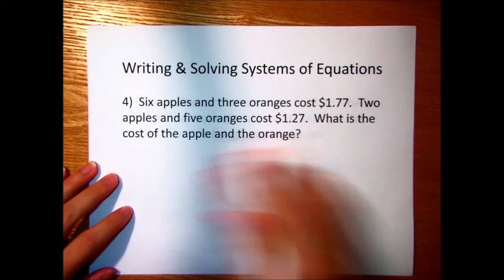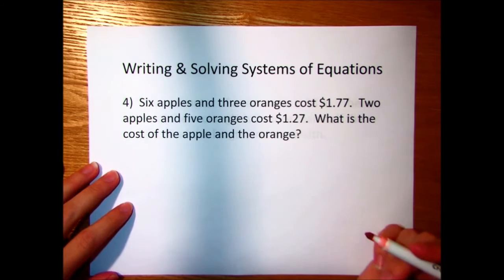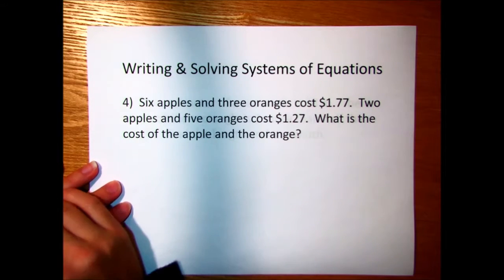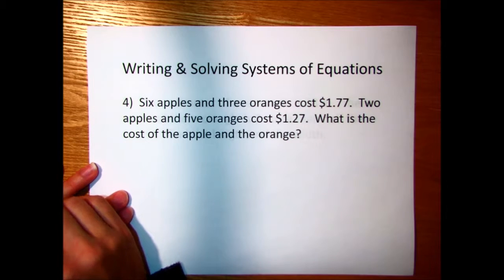In this set of problems, the goal right here is to practice writing our system, and then from there you'll have to solve it. This one says 6 apples and 3 oranges cost $1.77. 2 apples and 5 oranges cost $1.27. So we're going to need to start with our system.